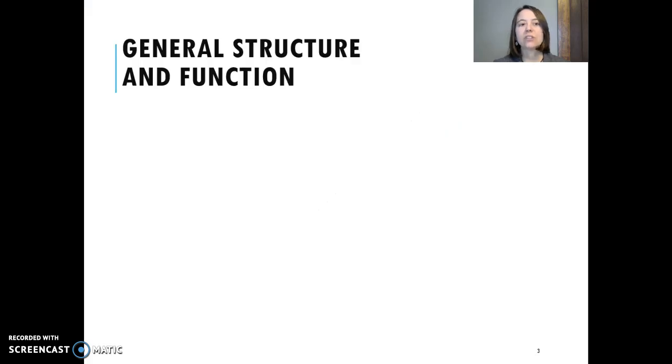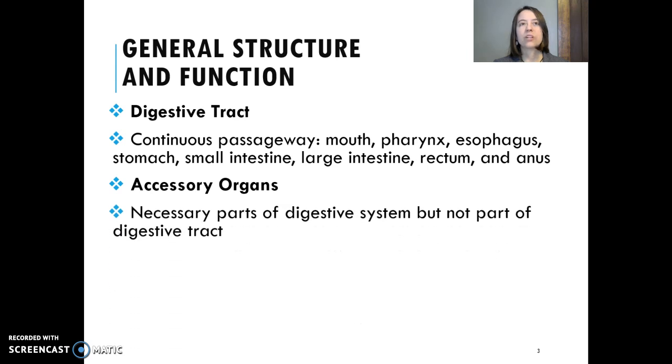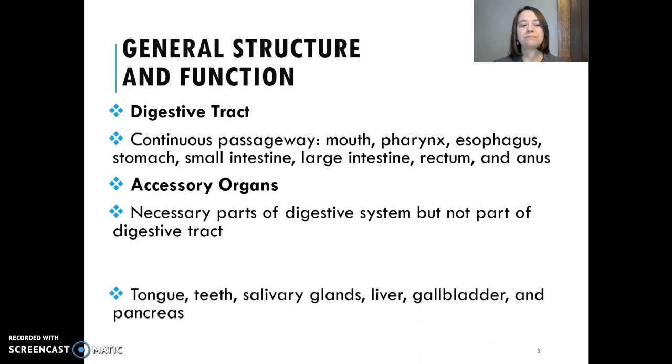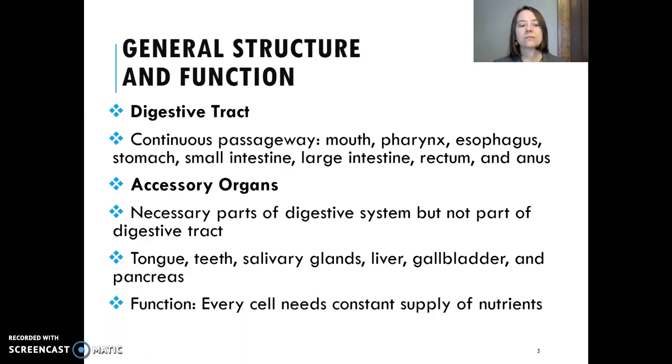So let's start out with the general structure and function. The digestive tract itself is a continuous passageway, which is the mouth, the pharynx, the esophagus, the stomach, the small intestine, the large intestine, and then the rectum and the anus. There are also accessory organs, which are necessary parts of the digestive system but are not part of the digestive tract. These include the tongue, the teeth, salivary glands, the liver, the gallbladder, and the pancreas.